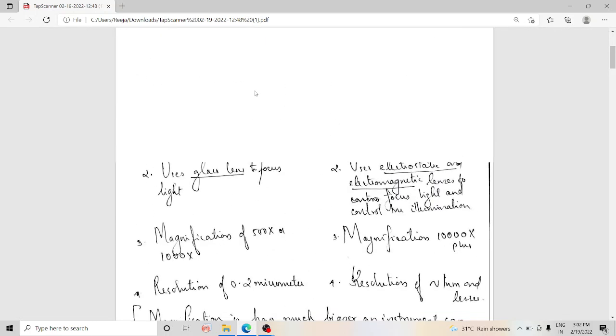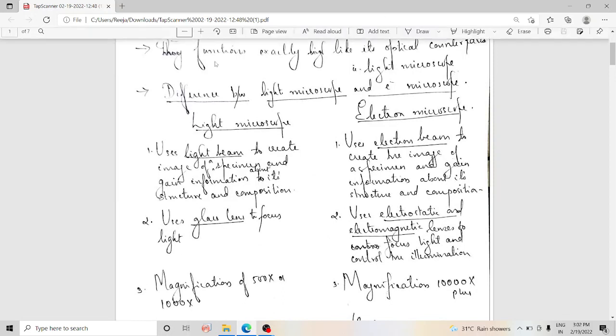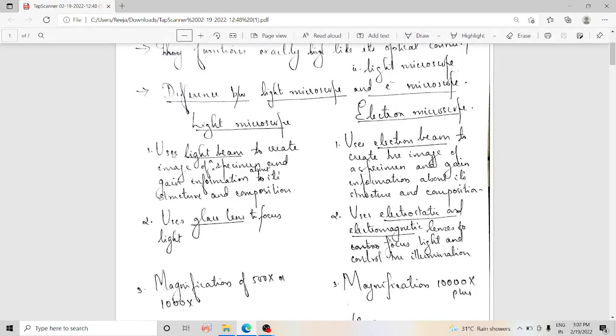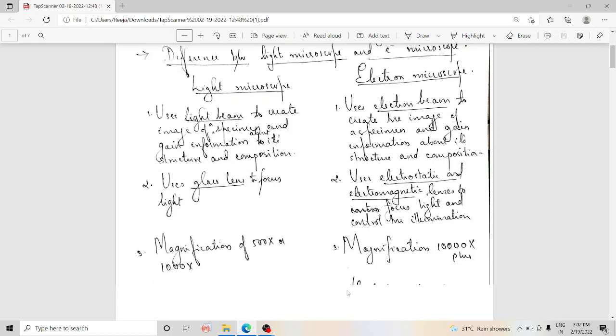Okay, so the electron microscope and the optical microscope differ in the nature of the beam used, in the lenses used to focus, in their magnification, in their resolution, etc.